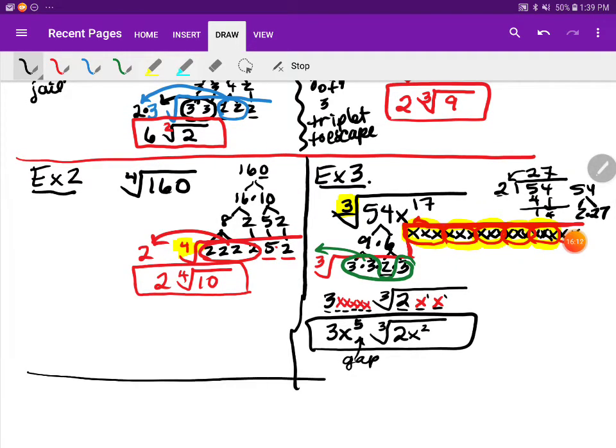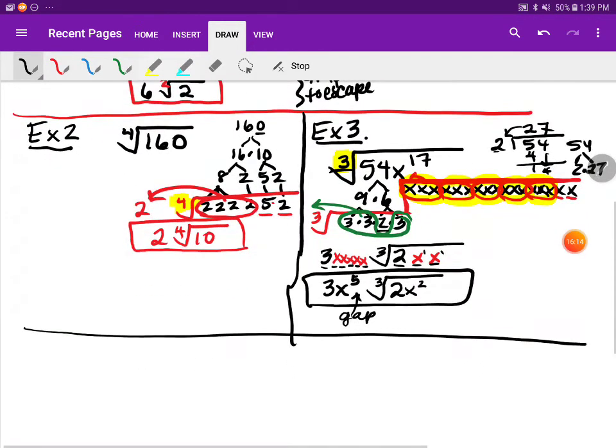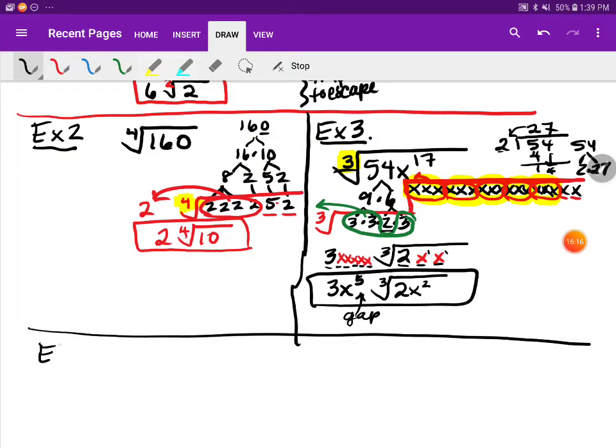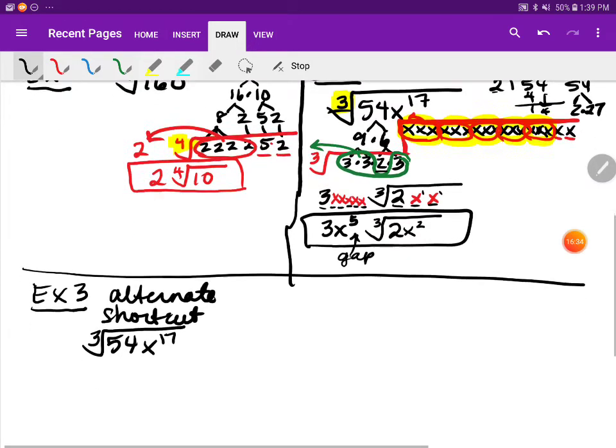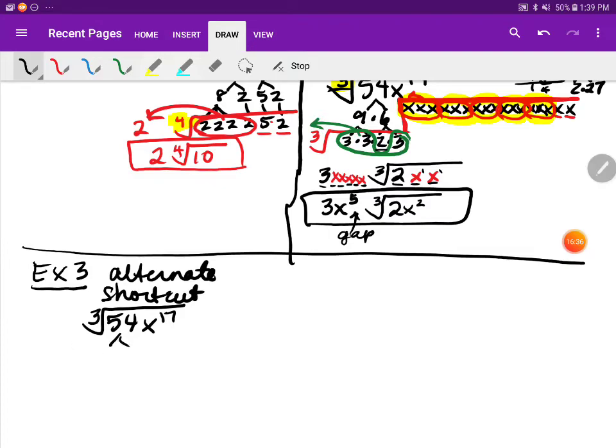Okay. Another way I would do example 3. So I'm going to do example 3 again. Okay, but it's the same example. You should write it again. So this, we'll put alternate. I would call it a shortcut. So this would be a shortcut. For the 54, I would do the same thing. So the 54, I would still do 9 times 6 or 27 times 2, 3, 3, 2, 3. So that's the same. But this is the thing.